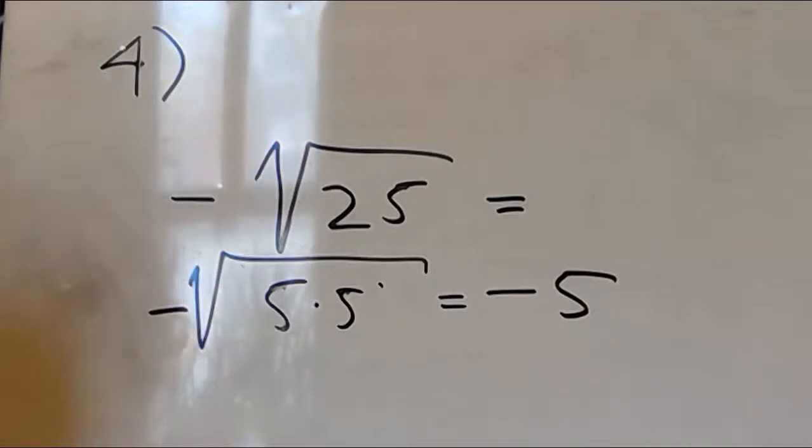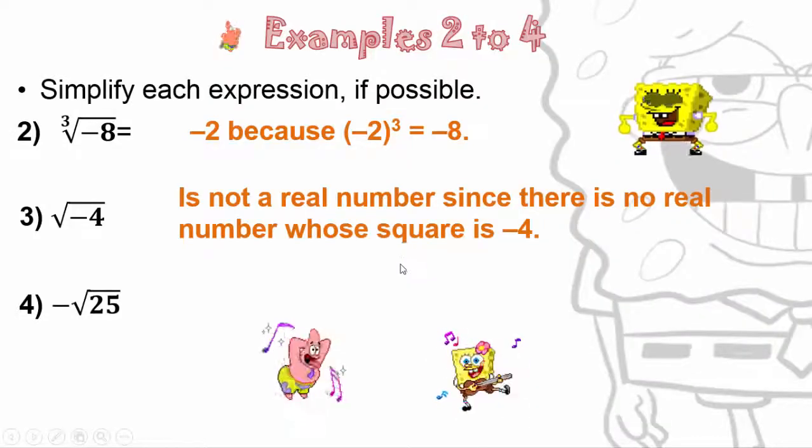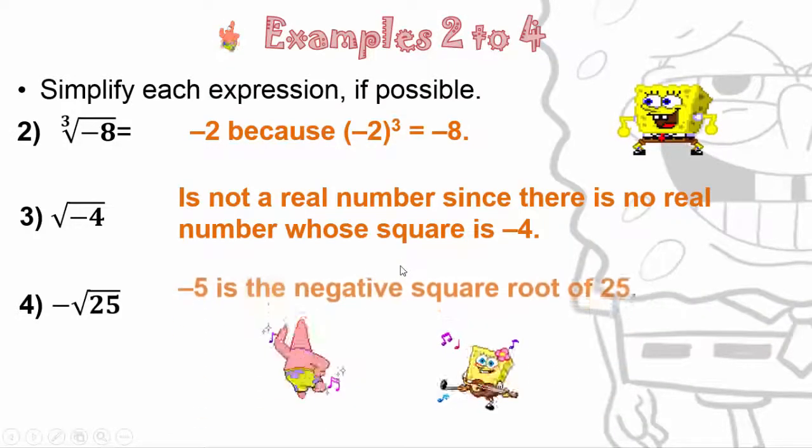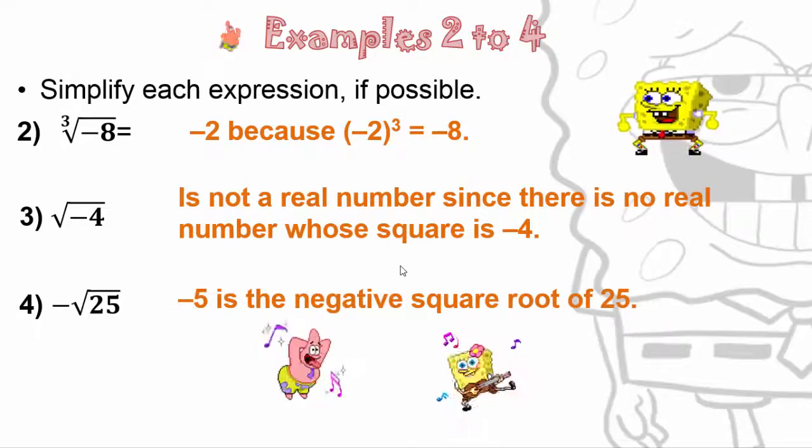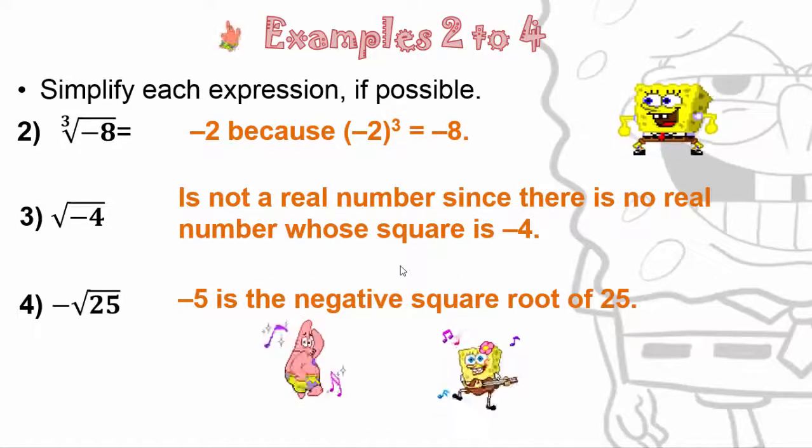So that's the difference between when the negative sign is on the inside and when the negative sign is on the outside. So let us review what we just did on the whiteboard. We found negative 5 is the negative root of 25.